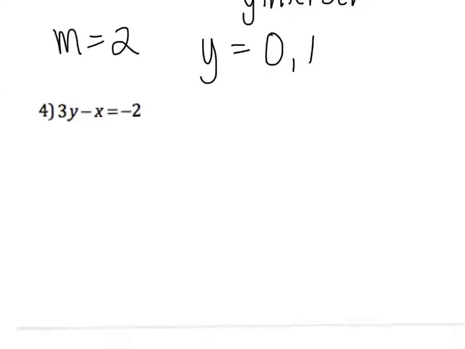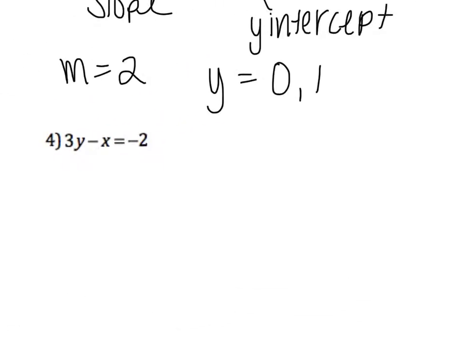So let's take a look down here at number 4. The problem with number 4 is that it's not in slope-intercept form. So we've got to go ahead and do that, practice those skills that we learned in Objective 7, and get it into y equals.